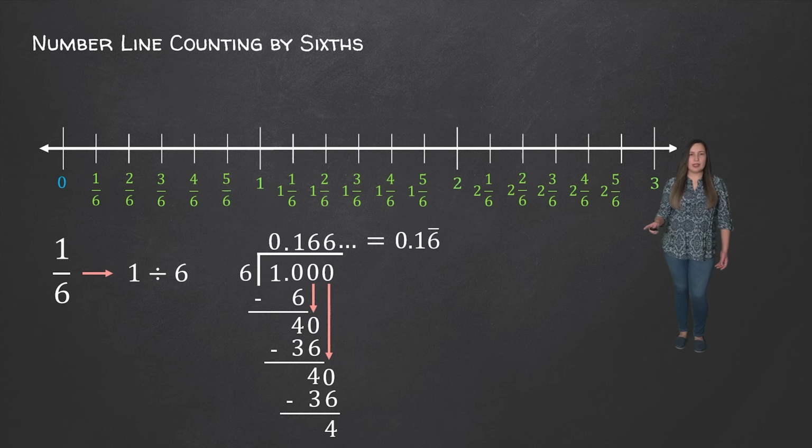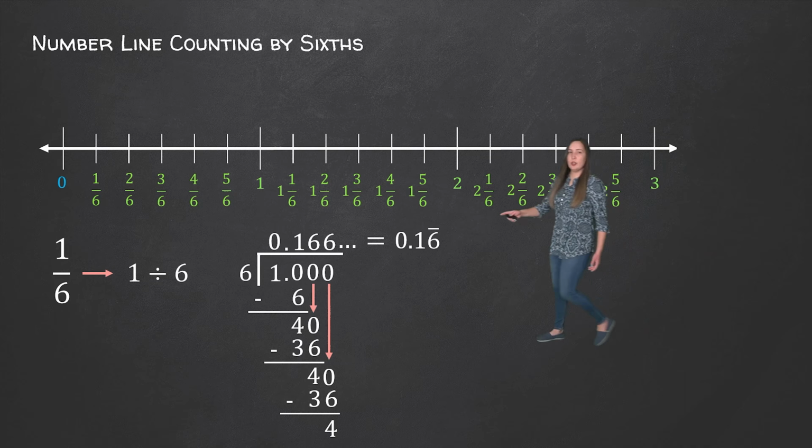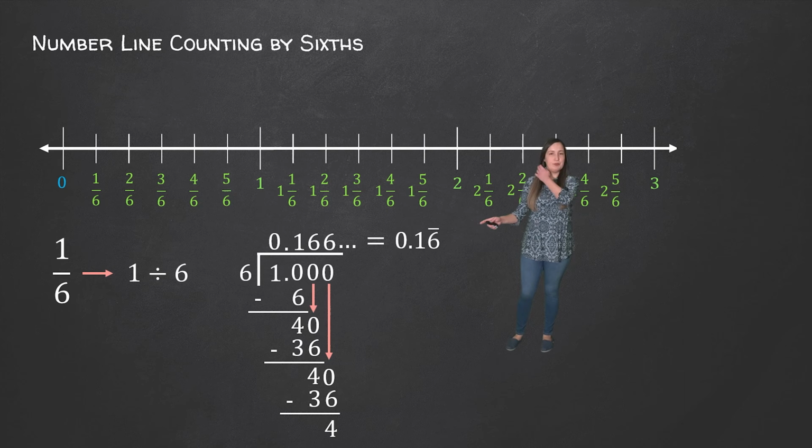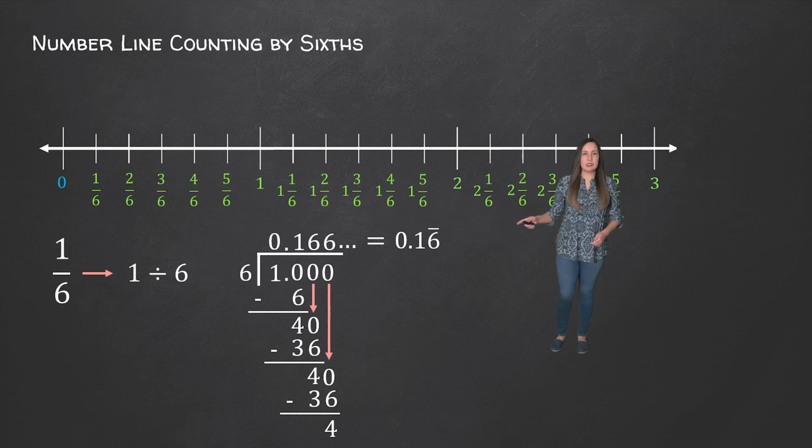So we could write this as 0.16. Notice that we have a line above the 6 because this shows that the 6 is going to keep repeating, not the 1. All right? So this is our decimal equivalent to 1 over 6. So we're going to go ahead and put it on our number line right above 1 over 6.